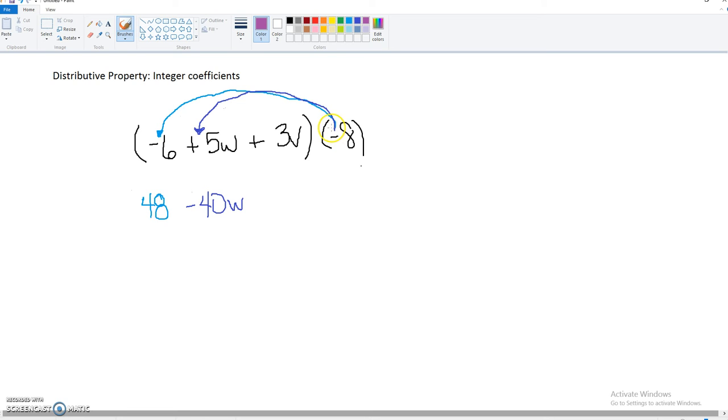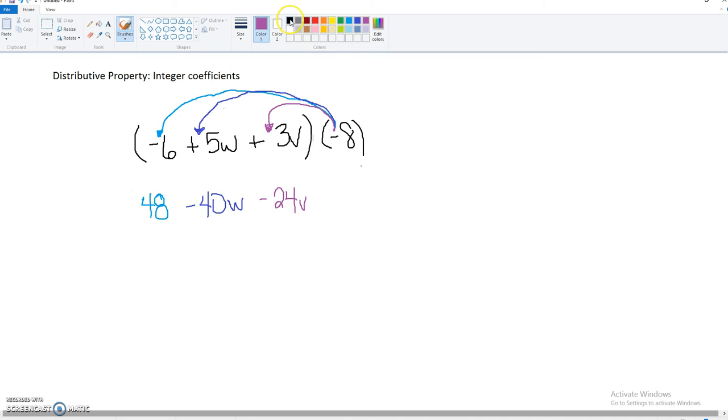Again, I'm going to switch colors so that way you can see. I'm going from -8 times 3. So that gets me -24. And again, carry down that V.